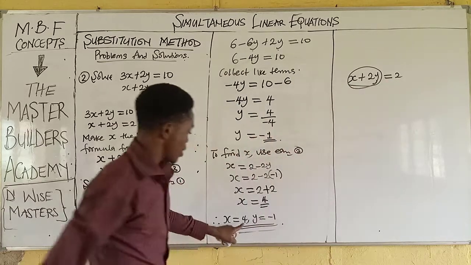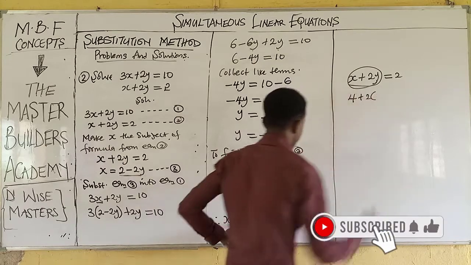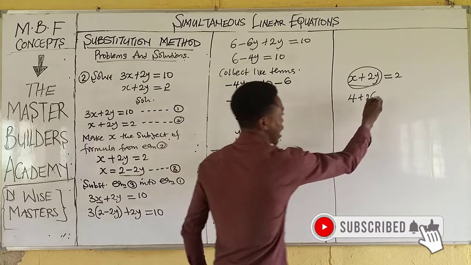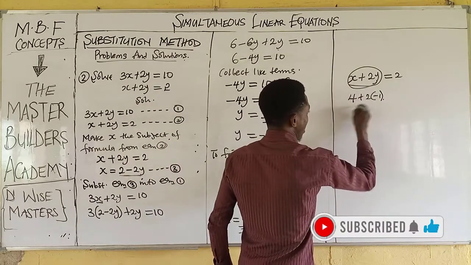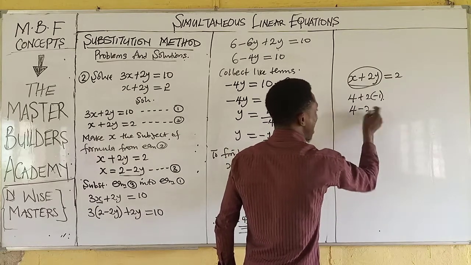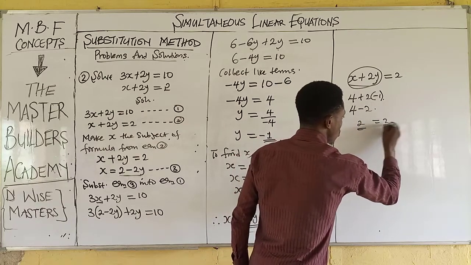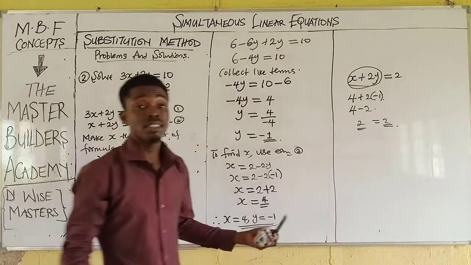The value of x is positive 4 plus 2 times the value of y, which is minus 1. Now at the left-hand side, this becomes 4, and 2 times minus 1 will give us minus 2. And when I remove 2 from 4, we have 2. So that means left-hand side is equal to 2, right-hand side is equal to 2. You are correct. It's as simple as that.